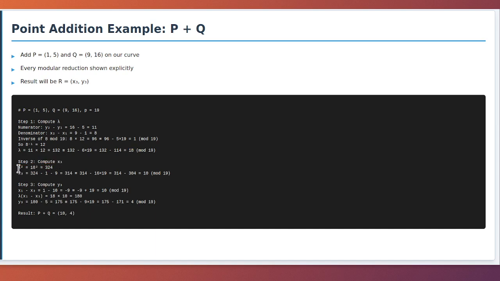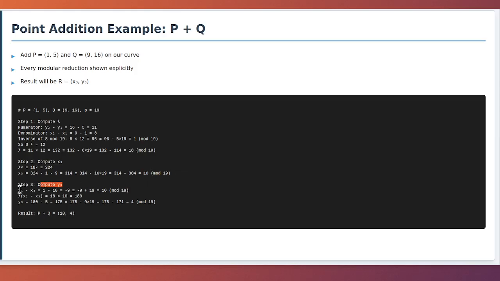Next, we compute x3. Lambda squared minus x1 minus x2, all modulo 19. Lambda squared is 18 squared equals 324. Now, 324 minus 1 minus 9 equals 314. To reduce 314 modulo 19, 314 divided by 19 equals 16 with remainder. So 314 minus 16 times 19 equals 314 minus 304 equals 10. So x3 equals 10.